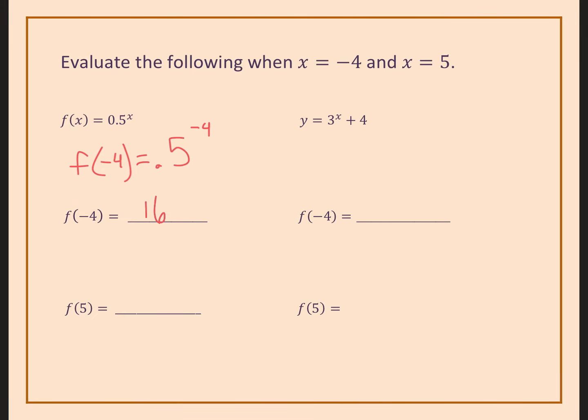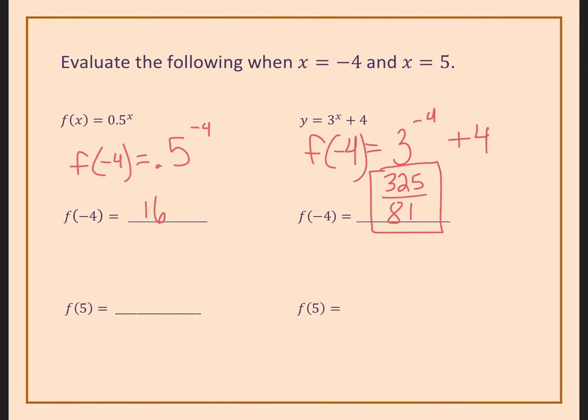Then for my second one, I'm plugging in a -4 there, so this function at -4 is equal to... wherever you have an x, you're going to put the -4. Again, using a calculator, you get the function of -4 is equal to a crazy fraction, 325 over 81. And right here, it's best to just leave your answer in fraction form.